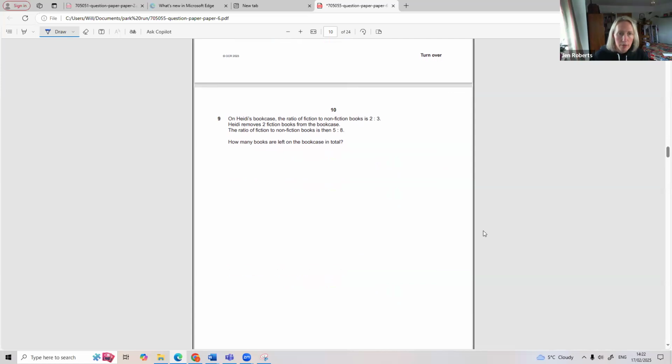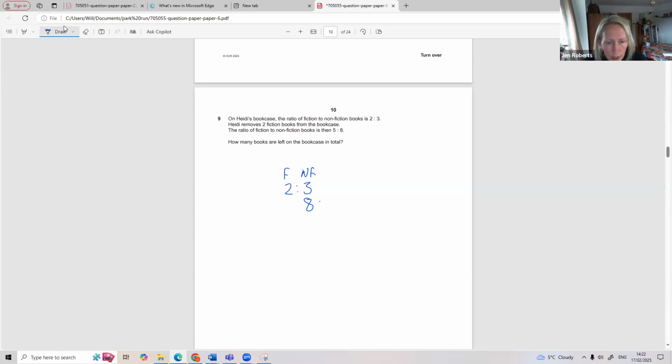On Heidi's bookcase, the ratio of fiction to non-fiction books is 2 to 3. Heidi removes 2 fiction books from the bookcase. The ratio of fiction to non-fiction books is then 5 to 8. So it's the non-fiction books. Right, hang on, let me line this up. So I've got non-fiction books together.